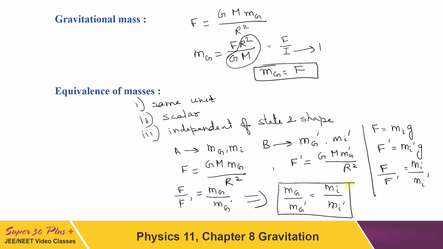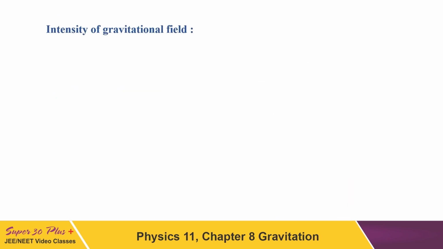Actually, this idea of equivalence of inertial mass and gravitational mass of a body led Einstein to predict the general theory of relativity, which is the modern theory of gravitation. But it is beyond the scope of our syllabus, so let us stick to the things that are in our syllabus, and the next thing to be discussed is intensity of gravitational field.